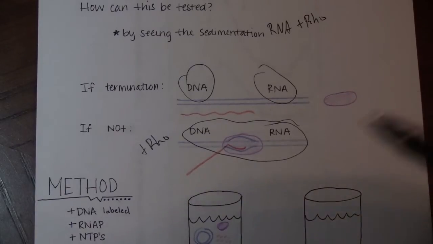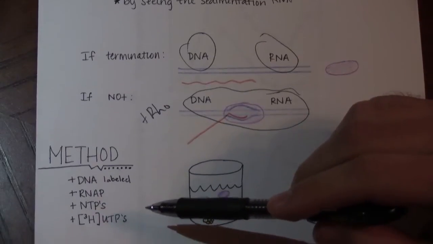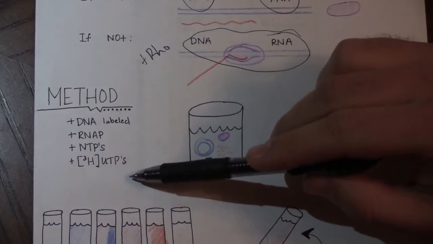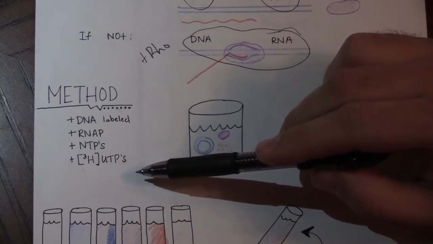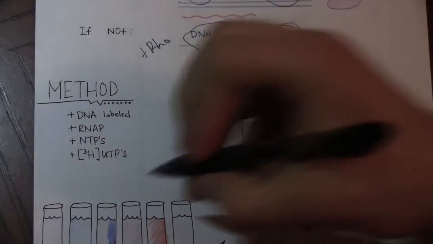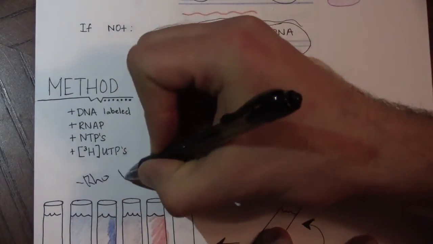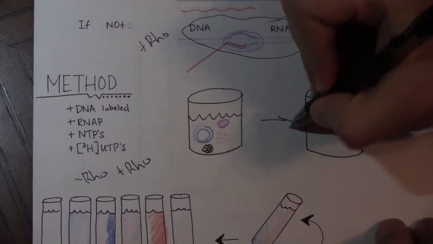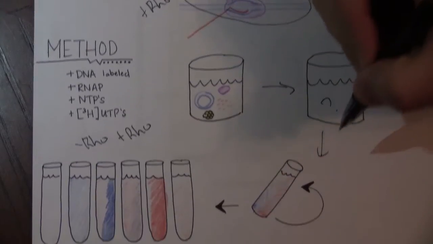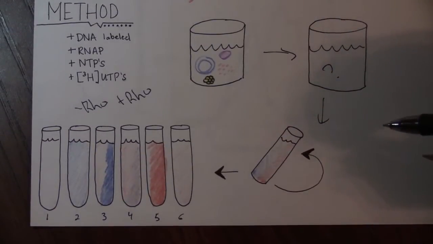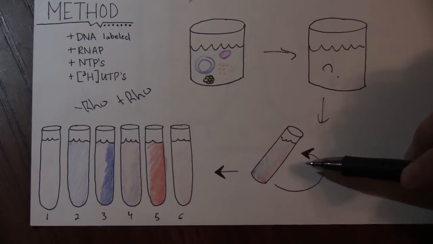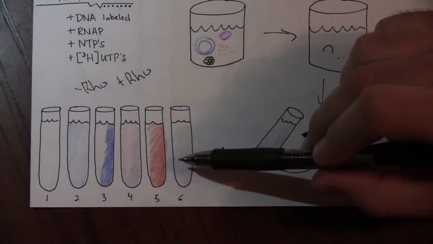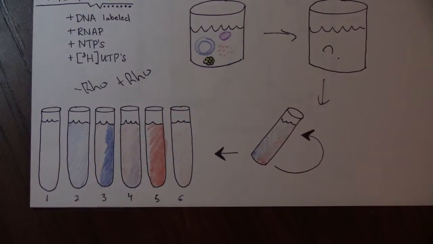The methods. Roberts added his labeled DNA, which was labeled with any label besides tritium, RNAP, NTPs, and tritium-labeled UTPs all together. He ran the experiments twice, once without Rho and once with Rho. After transcription, the product was ultracentrifugated to see if association with the DNA template existed. Roberts fractioned off the RNA and DNA and then performed some autoradiography and graphed the results.